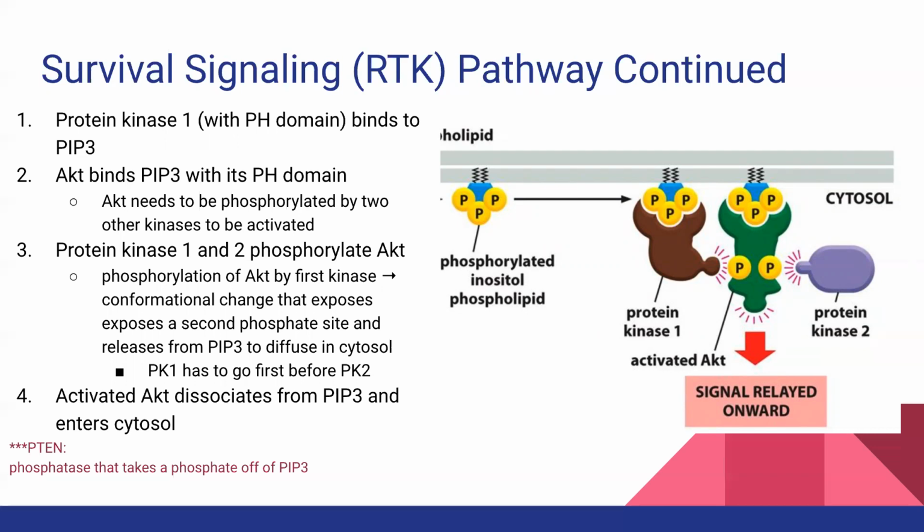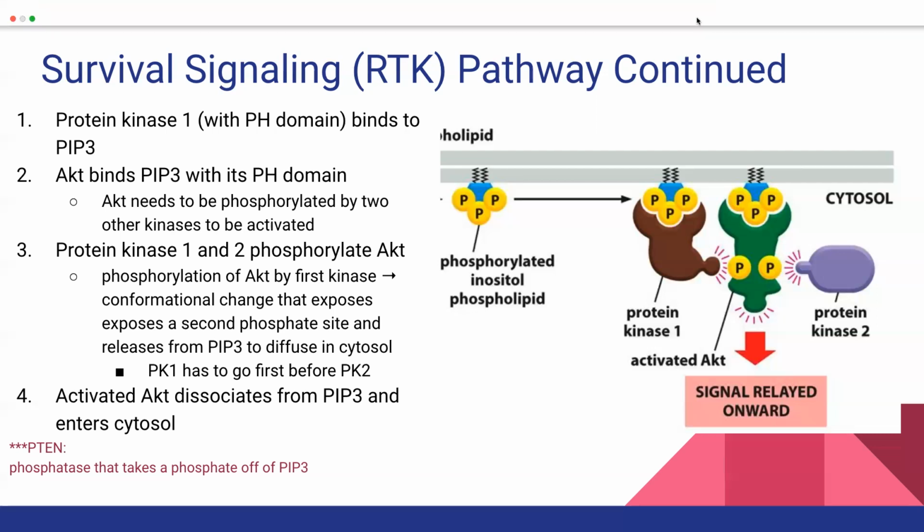So then while it's in the cytosol, PK2, which is floating in the cytosol, not anchored to the membrane, can phosphorylate AKT, and then it gets fully activated. Does that make sense? I could clarify if anyone has any questions.